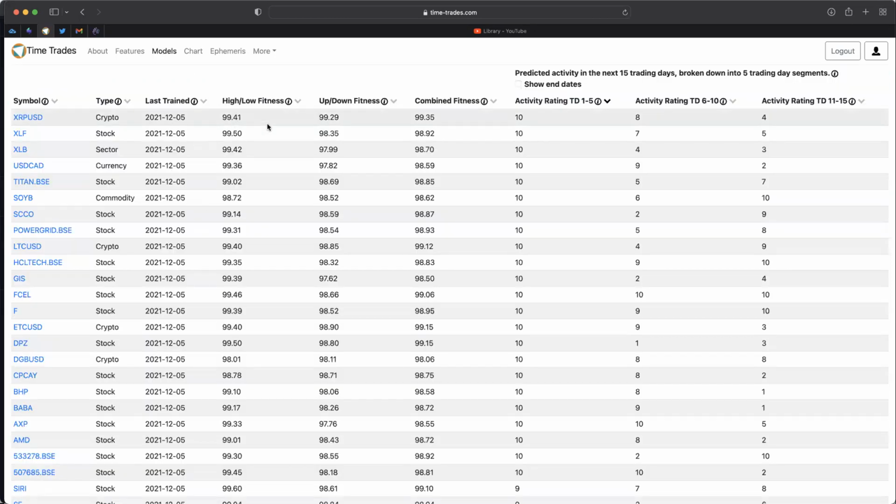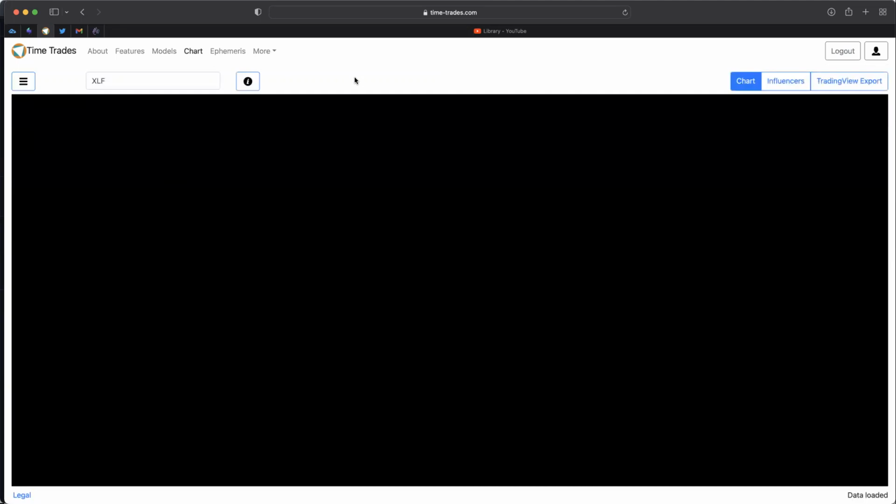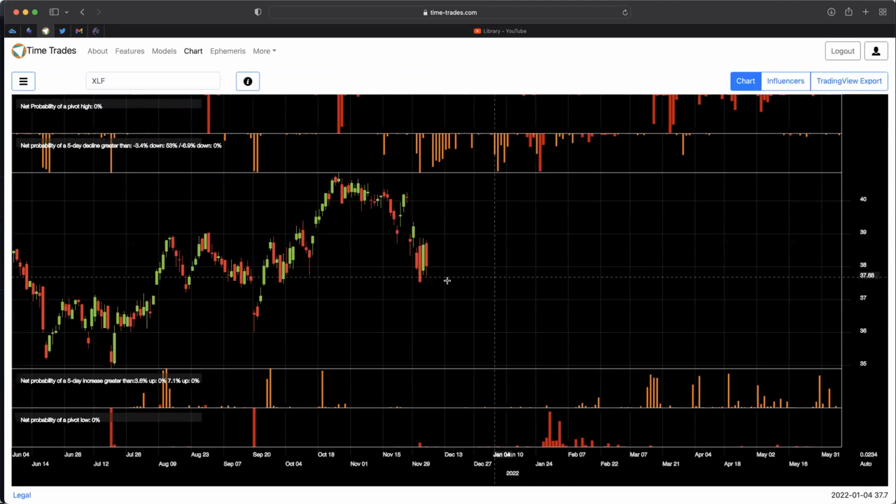So let's wrap up today's call with a little review of what we can see in the model screen. So I've got the model screen here. I've sorted by the activity rating, and this is basically a number that represents the forecast price activity over the next 5 trading days. And we can see here that the financial subsector in the S&Ps are very active.